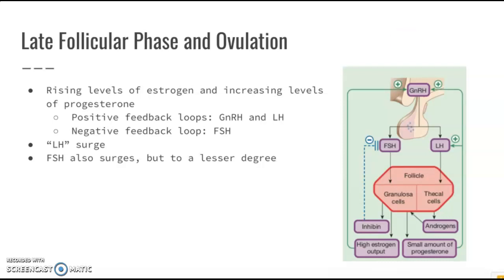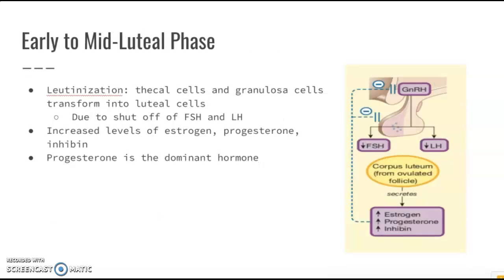In this phase, FSH also surges, although to a lesser degree, and this is due to the estrogen output acting on the GnRH, and there being an increase in secretion there, which in turn increases the secretion of FSH, but at the same time, inhibin inhibits FSH from being secreted and acting on the follicle. And also as a result of the high levels of estrogen being produced, it prepares the uterus for a possible pregnancy.